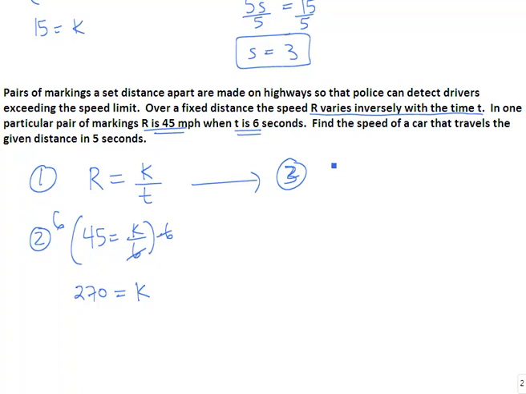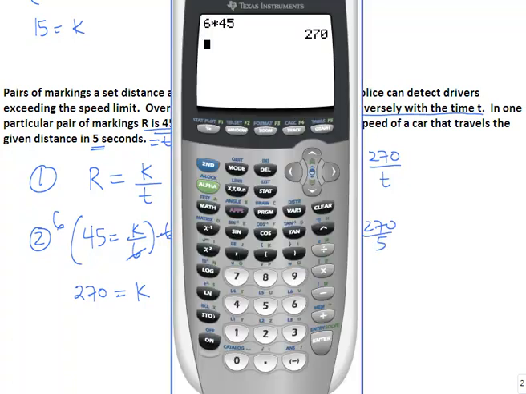So let's rewrite our inverse variation, substituting in k. So r is going to be 270 divided by t. And now to answer the actual question, it says find the speed of a car that travels the given distance in 5 seconds. So 5 is what we want to substitute in, and since it's seconds, that means it's a time. So we're going to let t be 5. So I'm going to substitute in 5 for t. And if we divide here, 270 divided by 5 gives me 54.